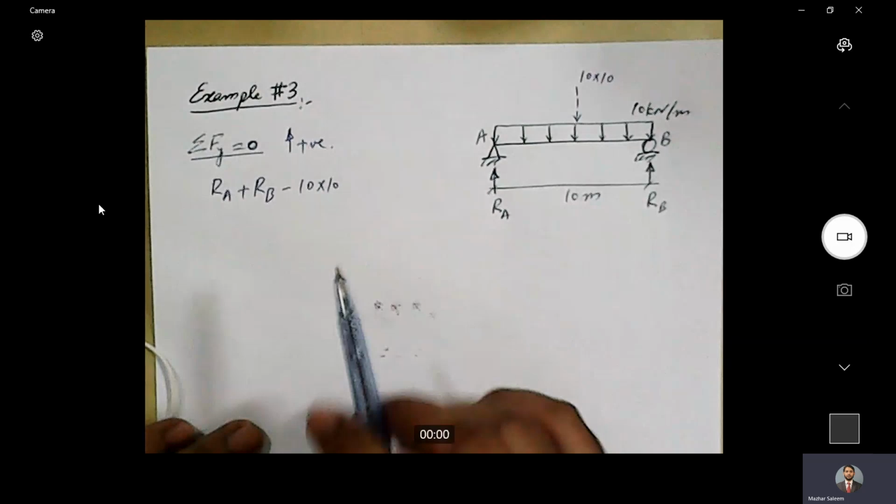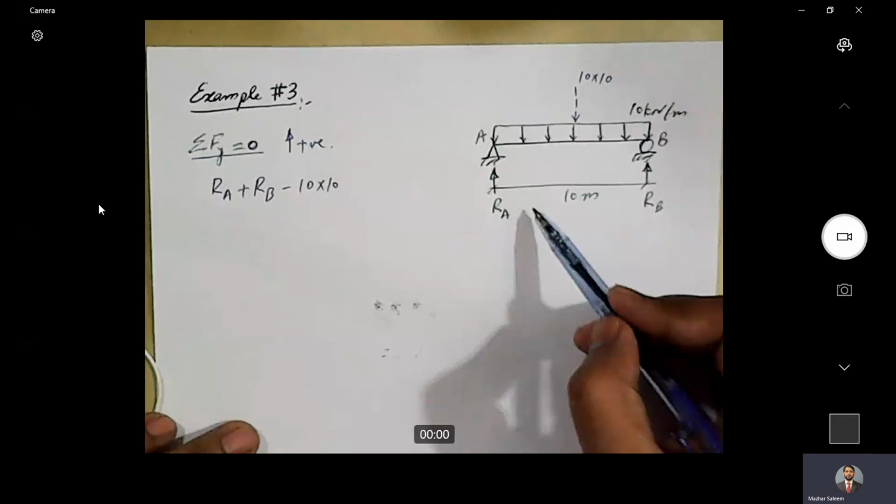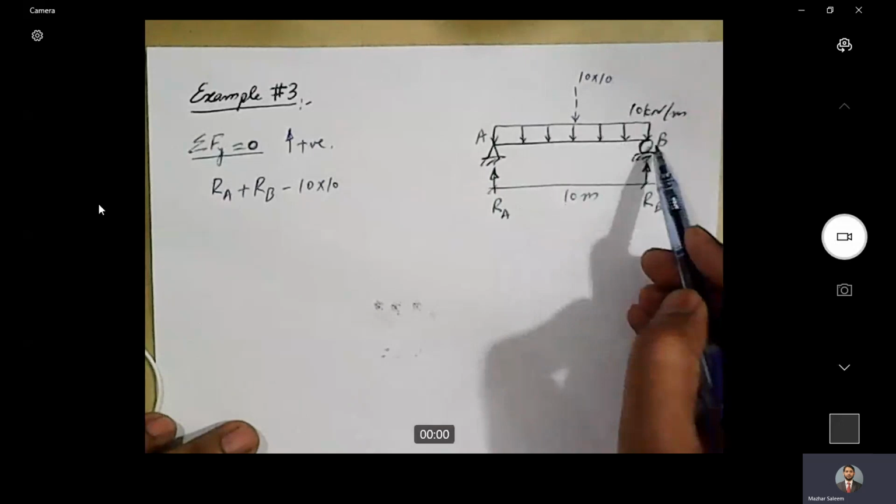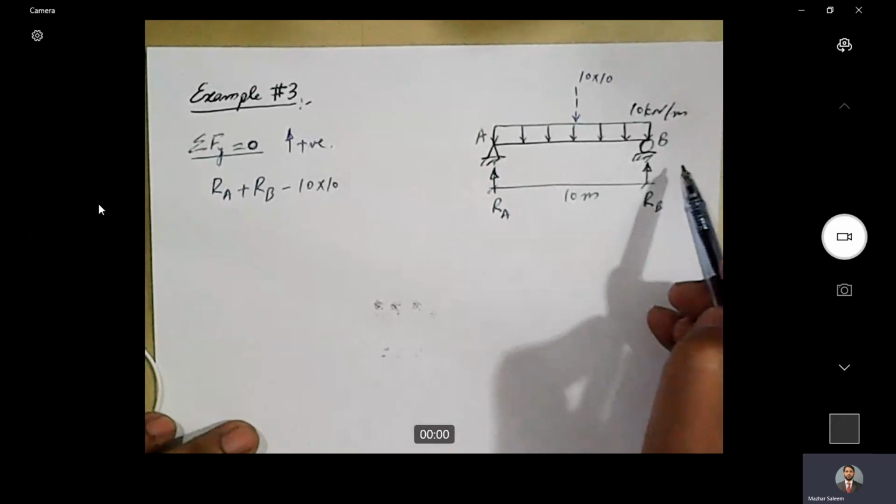Solving a beam where the UDL magnitude is 10 kilonewton per meter. The span of the beam is 10 meters. The support is A, this is B. We have a hinge support here and a roller support at point B.